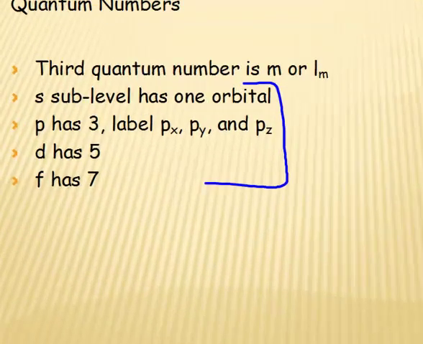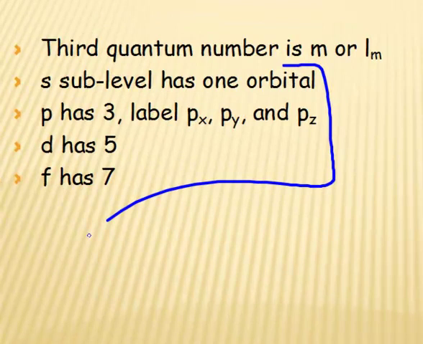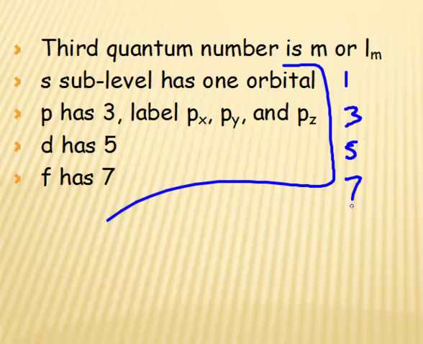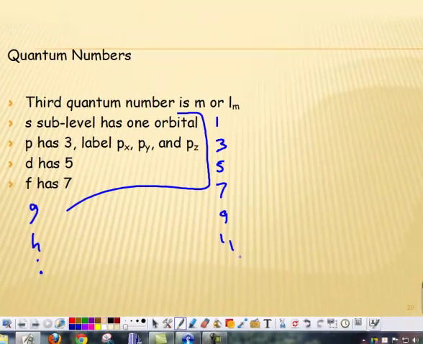As we already said, that tells us how many orbitals. So the S has 1, the D's have 3. I'm sorry, the P's have 3, the D's have 5, the F's have 7. And then remember, it goes alphabetically, G, H, I. You can kind of predict the pattern there as to how many orbitals it'll have, therefore how many electrons it will have.